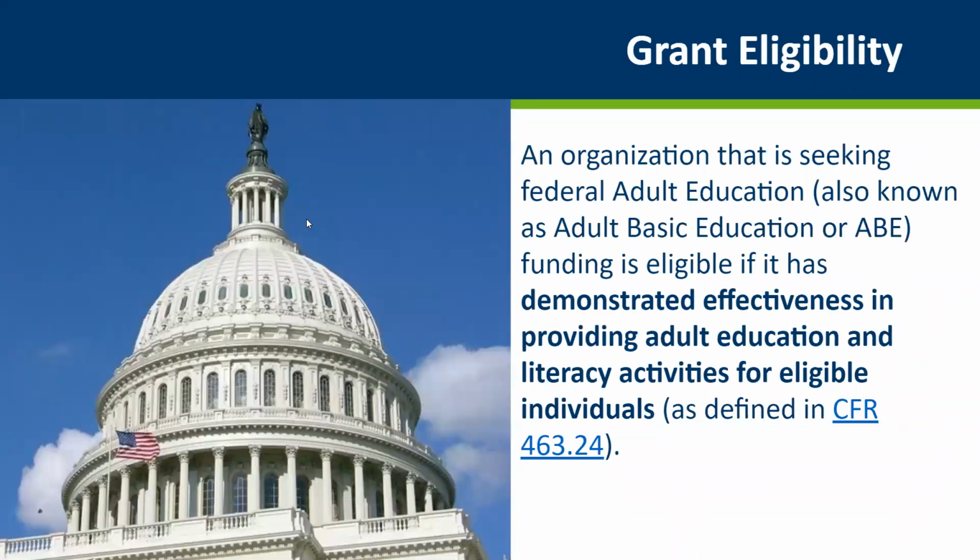And in terms of who is eligible for this grant, an organization that is seeking federal adult education funding is eligible if they have demonstrated effectiveness in providing adult education and literacy activities for eligible individuals. And that is defined by federal regulations in the Code of Federal Regulations 463.24. And Astrid has shared a link to those regulations if you want to look for more detail. But this is required by the federal government. Any entity that applies has to demonstrate effectiveness.